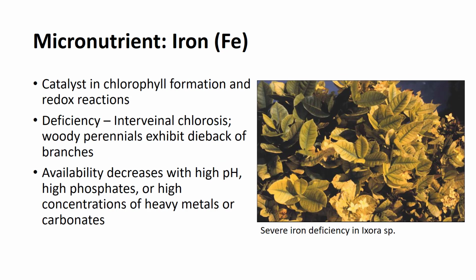Iron, Fe, is a catalyst in chlorophyll formation and for oxidation reduction reactions. Its availability in the soil decreases with high pH, high phosphates, or high concentrations of heavy metals or carbonates. Young leaves exhibit an interveinal chlorosis with the veins remaining green. Woody perennials exhibit dieback of branches if exposed to iron deficiencies for extended periods of time.